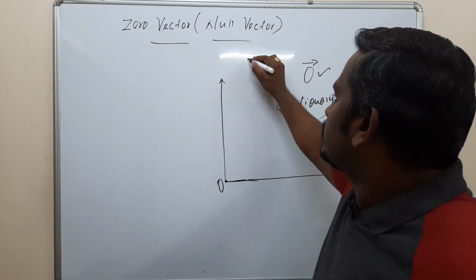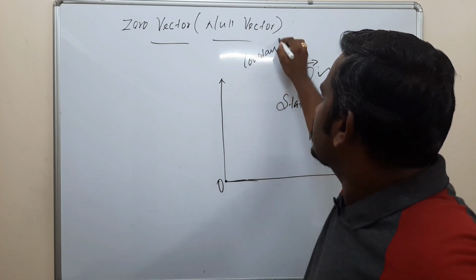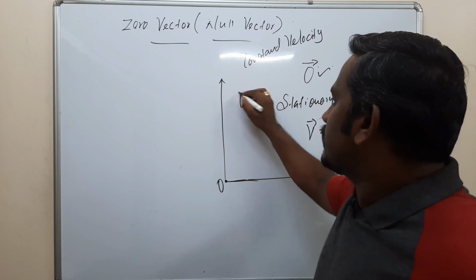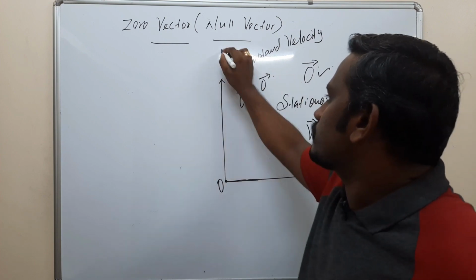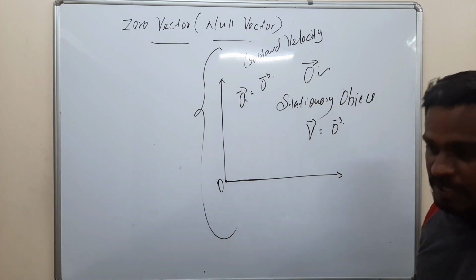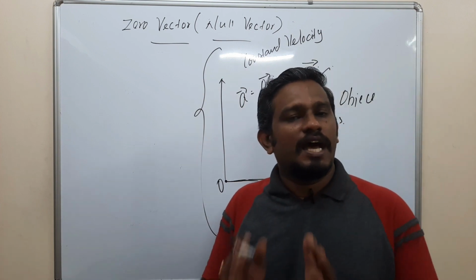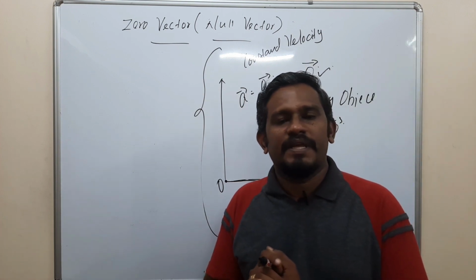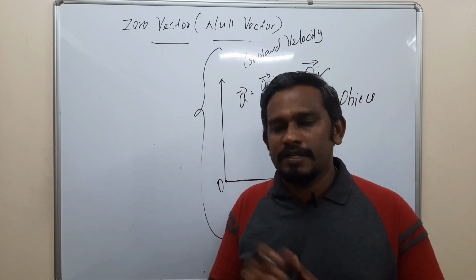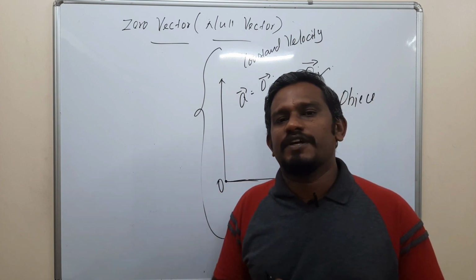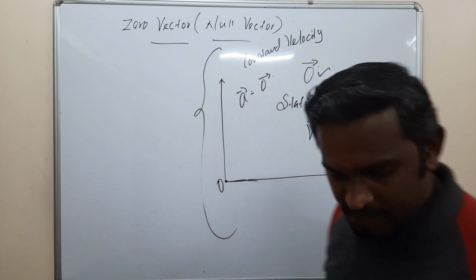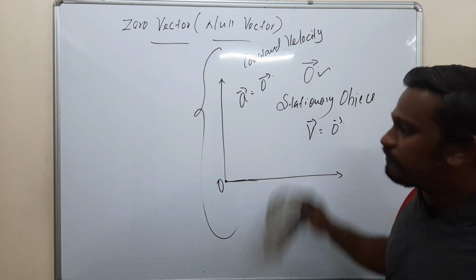An object moving with a constant or uniform velocity has an acceleration vector equal to 0 vector. So these are some of the physical examples of 0 vector. First example: the position vector of an object which lies at the origin is a 0 vector. The second: the velocity of a stationary object is a 0 vector. Third example: the acceleration vector of an object moving with a constant or uniform velocity is a 0 vector. Okay, so these are some of the physical examples of 0 vector.